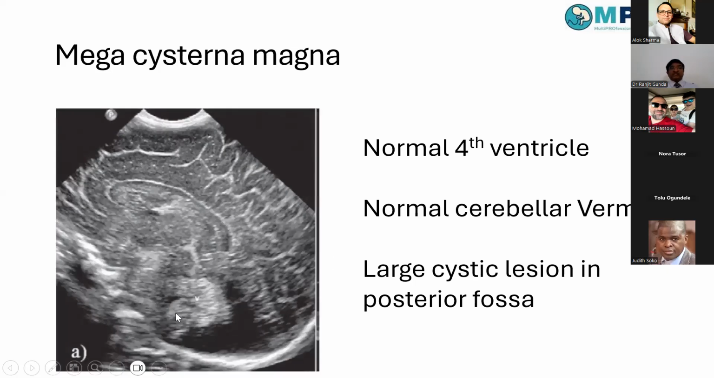In megacisterna magna, the cerebellar vermis is normal and the ventricular system is normal, but there is a large cystic lesion in the posterior fossa. It might be another variation of Dandy-Walker, but here the cerebellar function and cerebellar structure are preserved. So the long-term implications are less compared to Dandy-Walker.